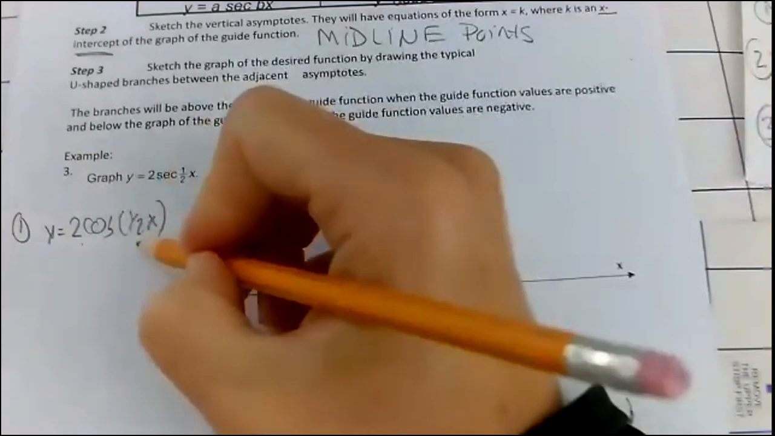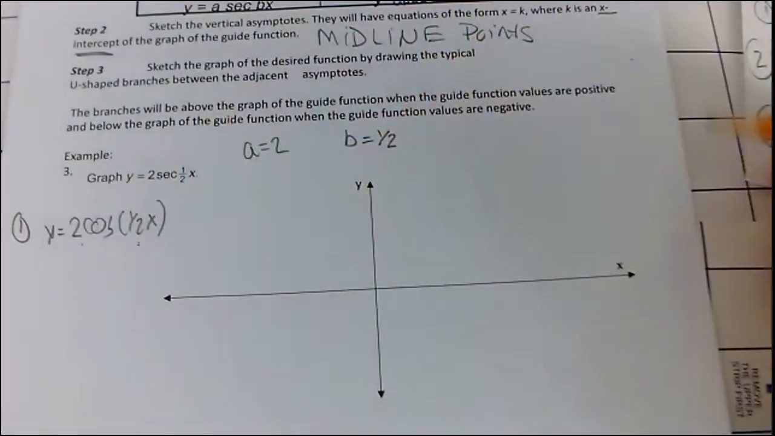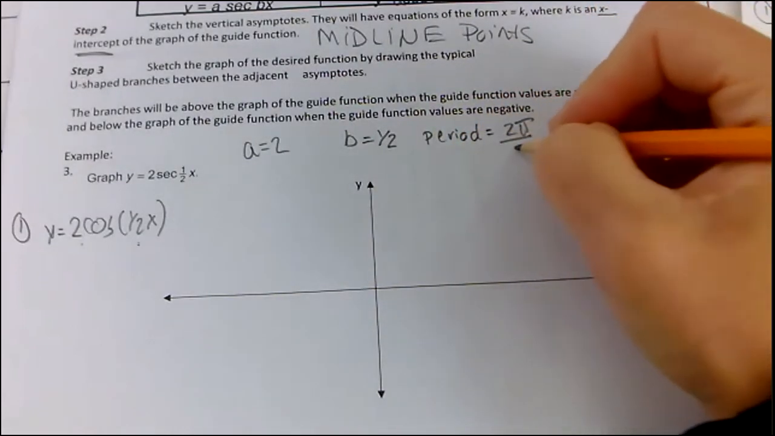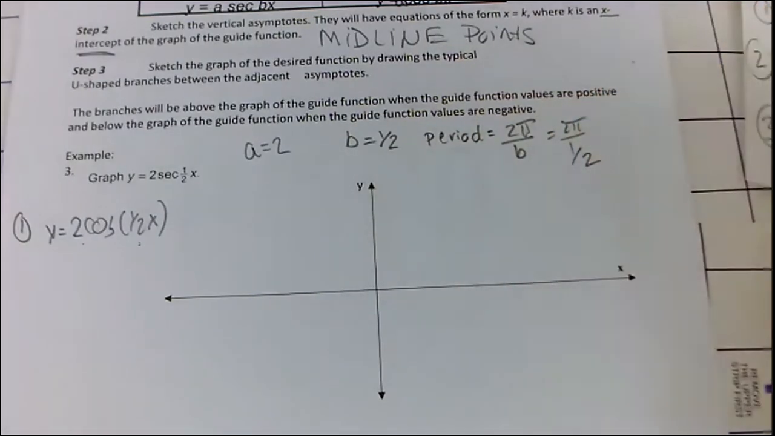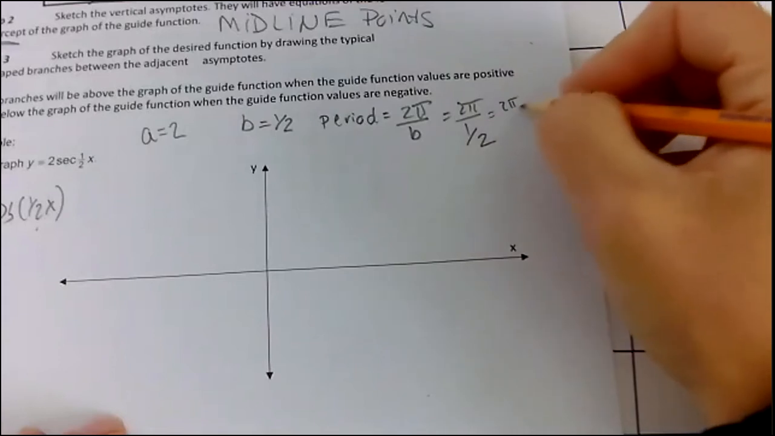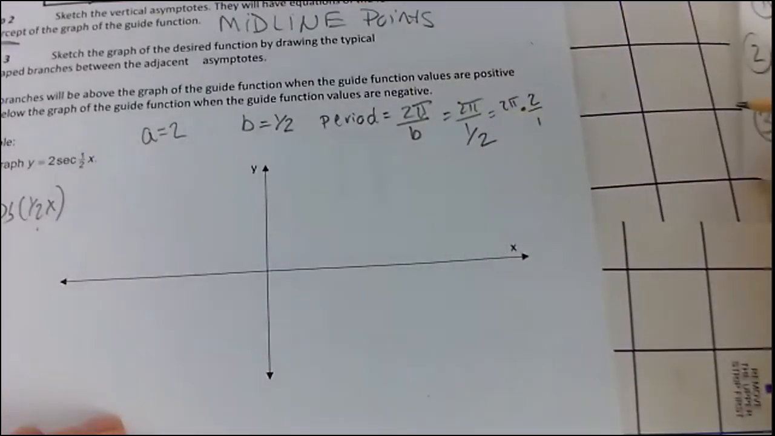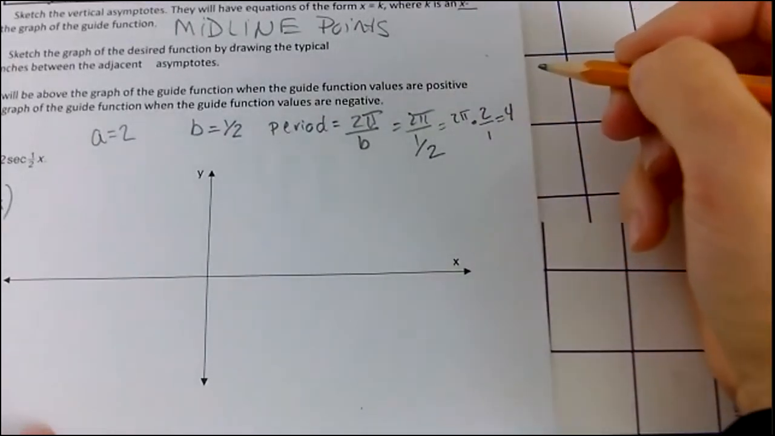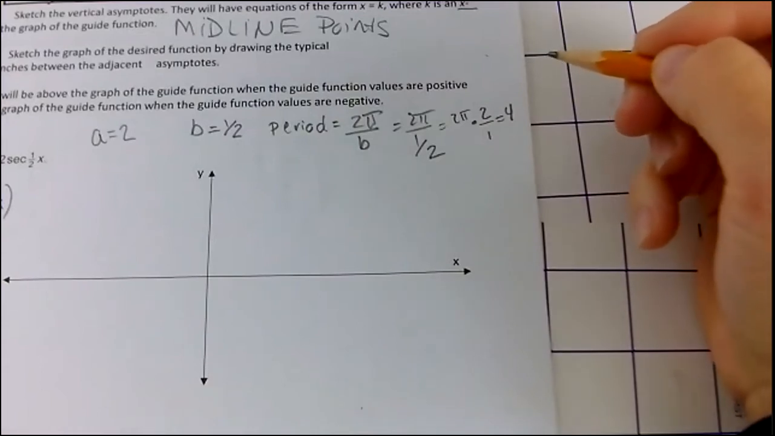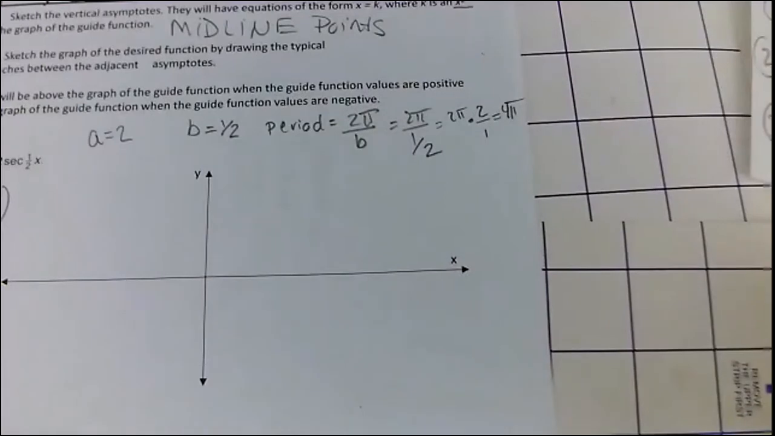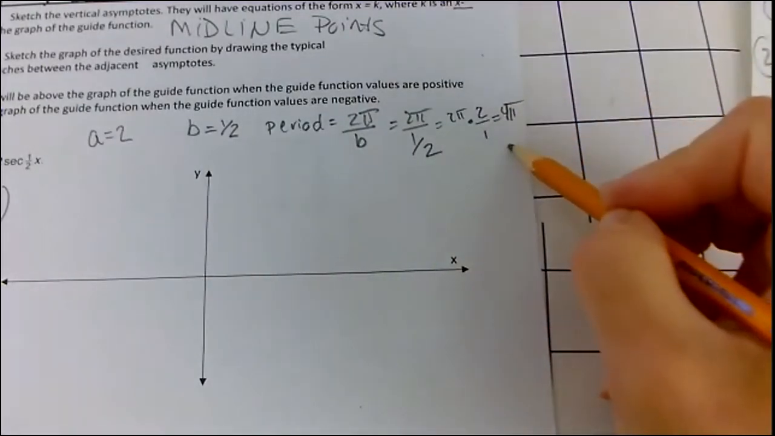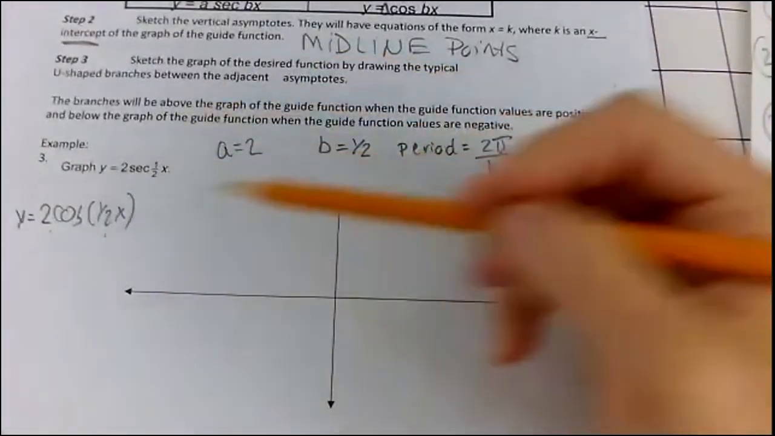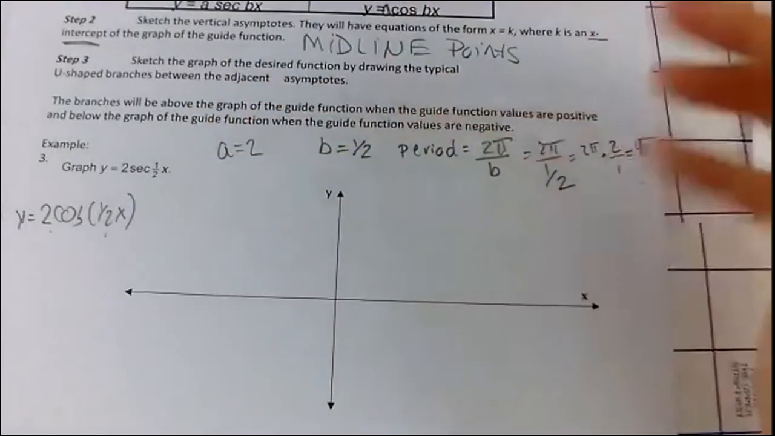1/2 x, that means I have a b value. B equals 1/2. Remember, the period equals 2 pi over b, which is 2 pi over 1/2, which then will be 2 pi times 2 over 1, because you multiply by the reciprocal of the denominator, and you will get 4 pi. Okay, so I've got my period of 4 pi. That's going to help me graph. I've got an amplitude of 2. I'm not shifting horizontally, and I'm not shifting vertically. That's helpful.